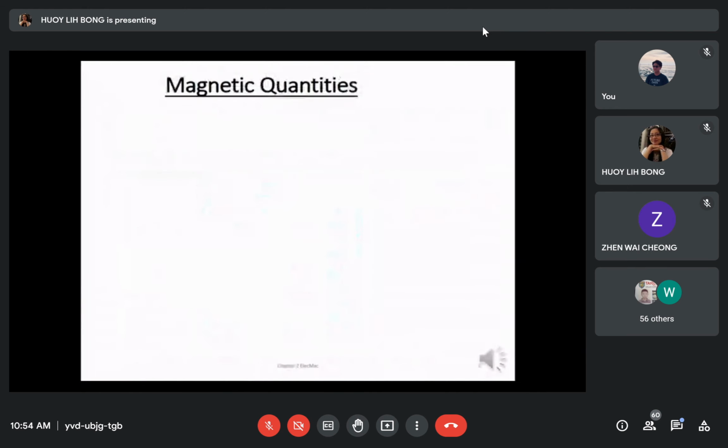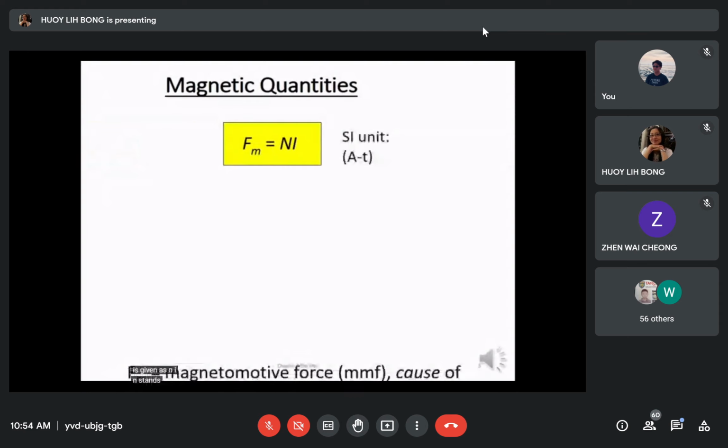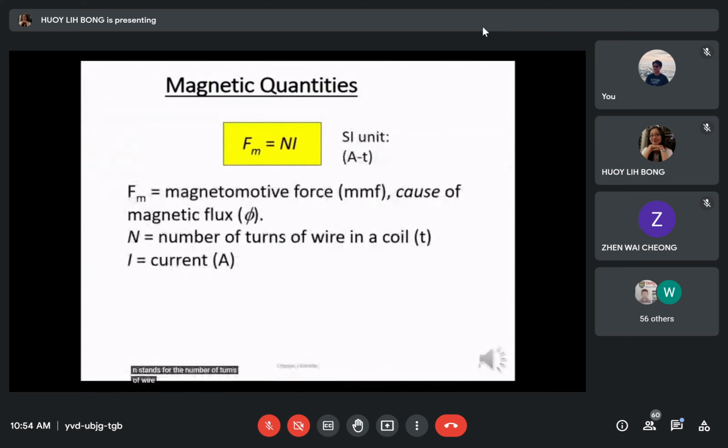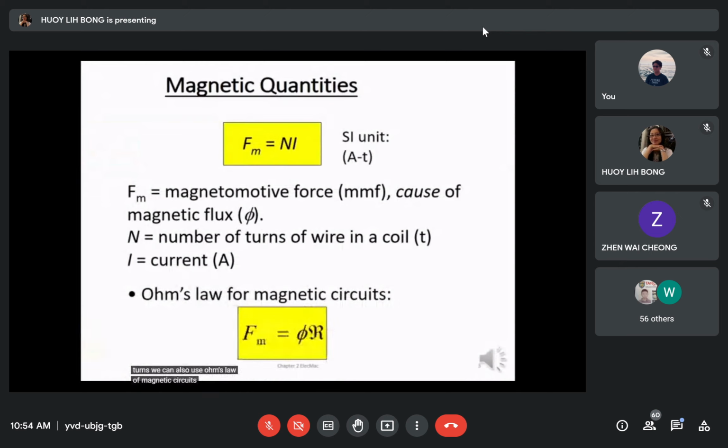The magnetomotive force is given as Ni. N stands for the number of turns of wire in the coil, and I is the current. The SI unit is ampere turns. We can also use Ohm's law of magnetic circuits, in which F equals flux times the reluctance.